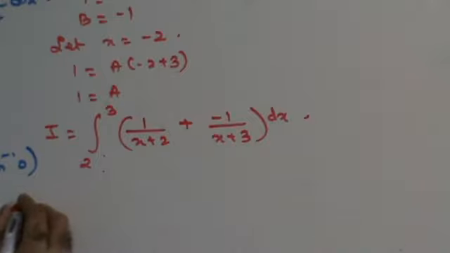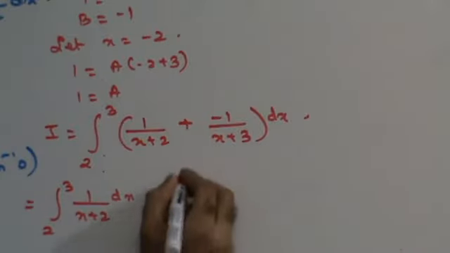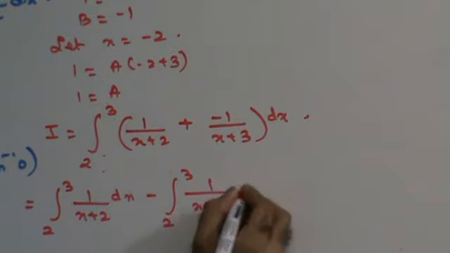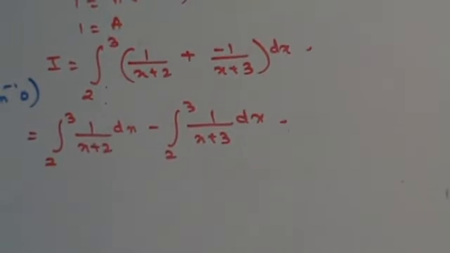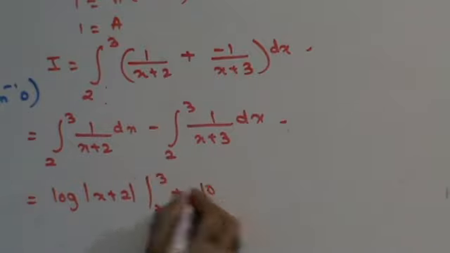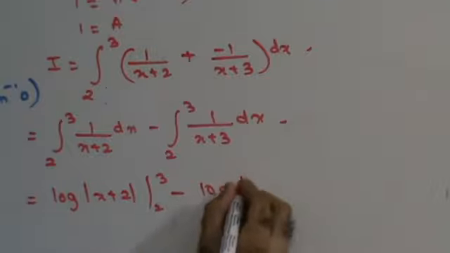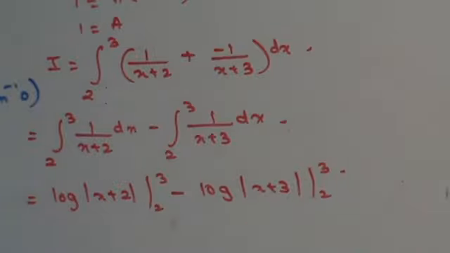Right? Now split the integral. This is going to be integral of 2 to 3 1 upon x plus 2 dx minus integral of 2 to 3 1 upon x plus 3 dx. Integral of 1 upon ax plus b is 1 upon a log mod ax plus b. A is 1, so this is log mod x plus 2 when the limits are between 2 to 3, minus log mod x plus 3 when the limits are between 2 to 3. Right? How do I solve this? This is upper limit minus lower limit.